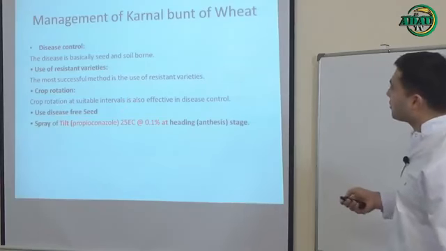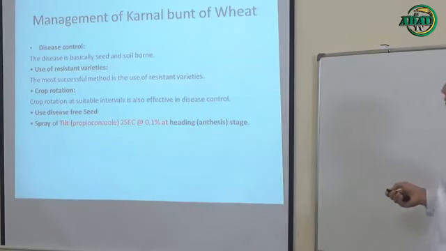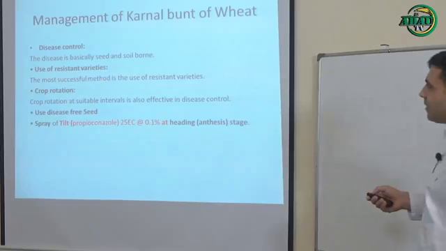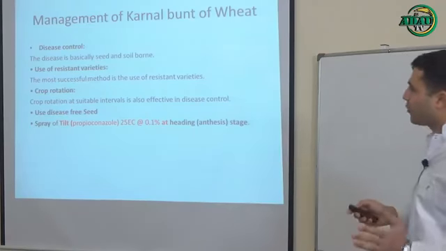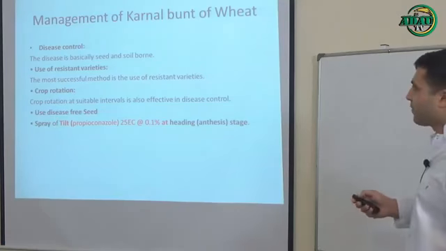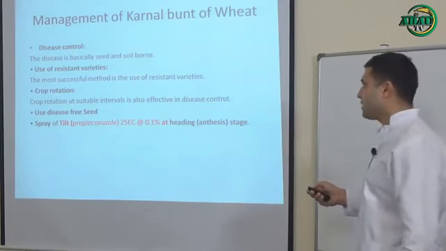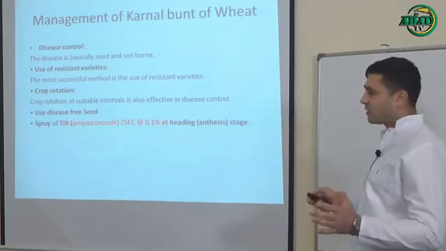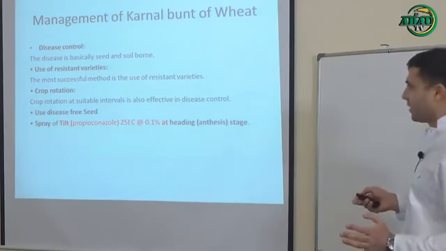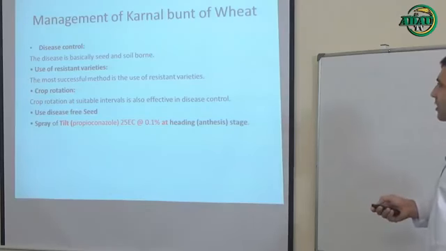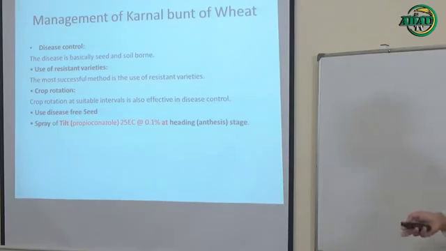So here is also management of the karnal bunt of wheat. The disease control is basically seed and soil borne. At first we have to take care of our seeds and soils. The use of resistant varieties is important, because the most successful method is the use of resistant varieties. Here also crop rotation. Crop rotation as a seed pool enables effective disease control. And also we can use disease-free seeds.